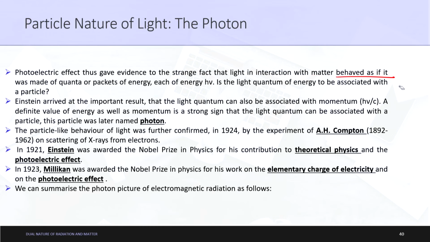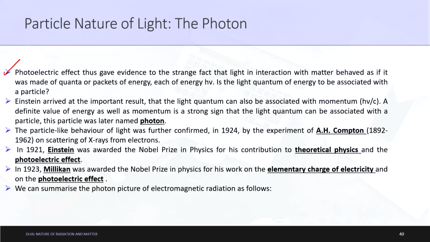So, basically they are just trying to say how the photoelectric effect is happening. It is happening because this energy radiation or absorption is due to quanta of energy, each having an energy equal to h nu. Einstein arrived at the important result that the light quantum can also be associated with a momentum which is equal to h nu by c.